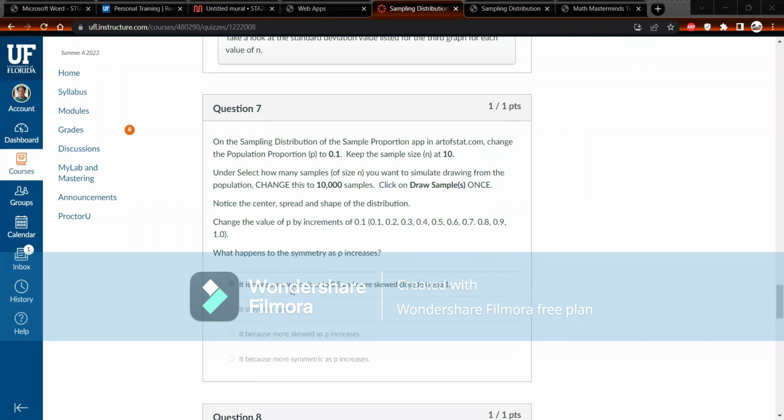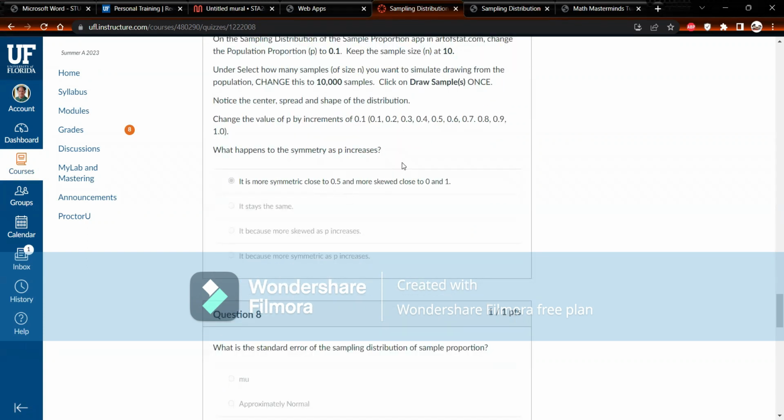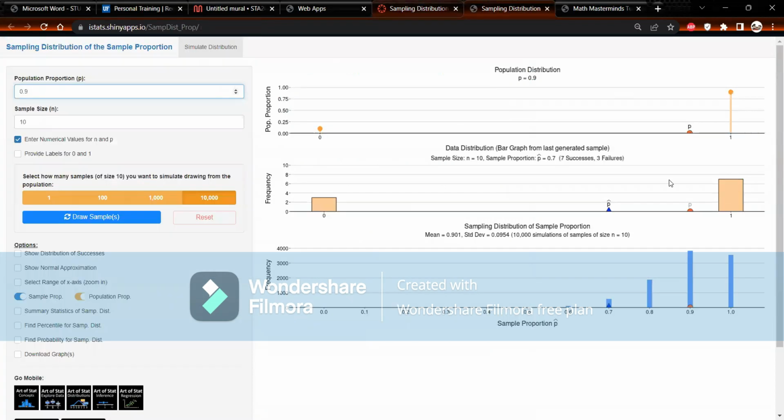So as I said, the symmetry gets better as you approach 0.5. Its probability is 50-50, right? And then as you get closer to 0 and 1, there's a higher chance of either failure outcome as you get closer to 0 or success outcome as you get closer to 1. That's kind of my logic with why that is. But if you just go through the app and the testing, you will get that answer as well.